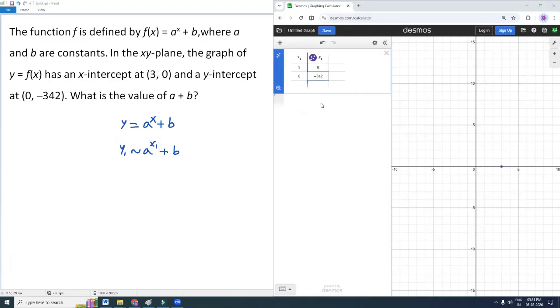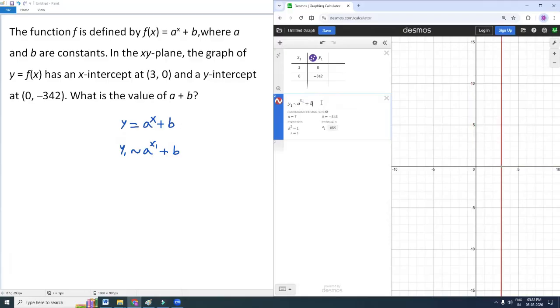Okay, let me do it out here. For y, we have to take y1, then we have to take the tilde sign. a is raised to the power of x1. Let me take it plus b. Okay, here I got the values of a and b. The value of a is 7, the value of b is -343.